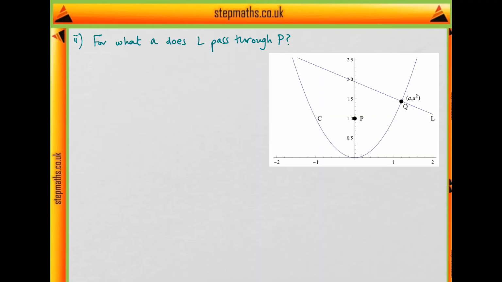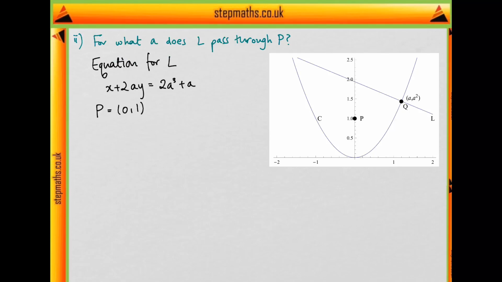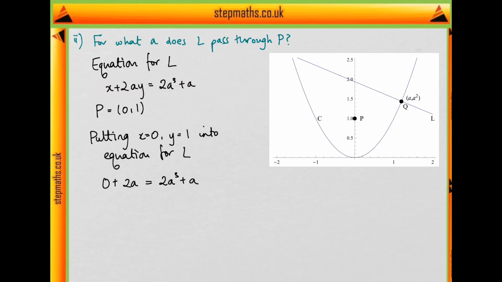Okay, and now for part 2, we want to know for what values of a does L pass through P. Well, we use the equation for L that we just found, and we know that P is at the point (0, 1). If we want L to pass through P, we want this point to lie on L, and so this point must satisfy this equation for L. So if we substitute x equals 0 and y equals 1 into this equation for L, we have this. And so we just need to solve this to find the values of a which satisfy this equation.